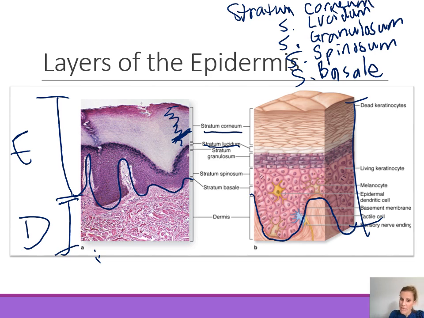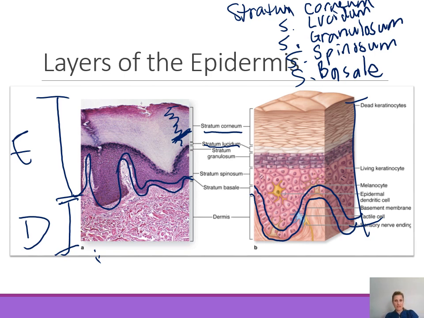The stratum basale, think base, right? The basal layer, the base layer, the bottom layer. So the stratum basale is this one row of cells here at the very bottom. And same thing here, this one individual row of cells at the bottom.